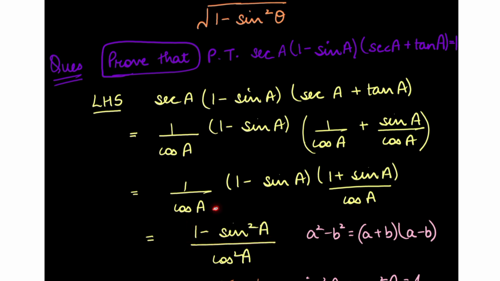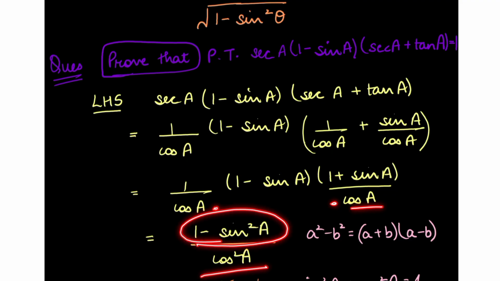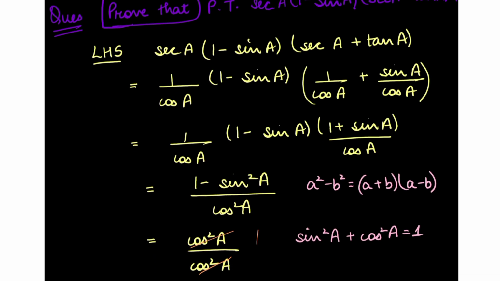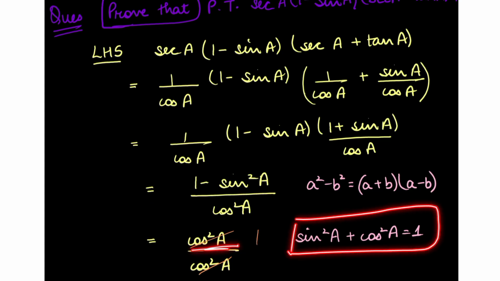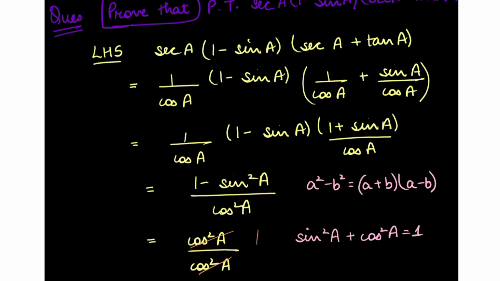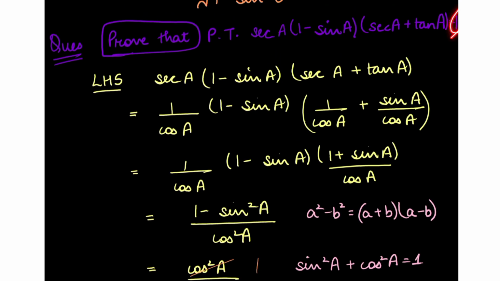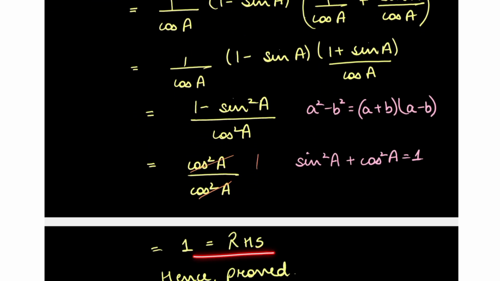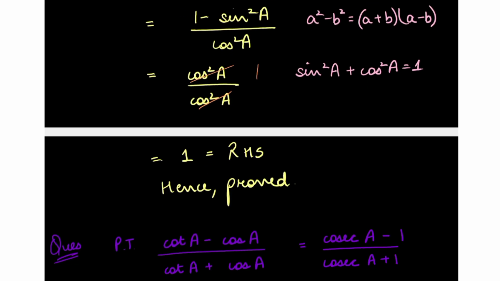This cos A into this cos A, so it becomes cos square A. 1 minus sine square A is equal to cos square A, from the identity sine square A plus cos square A equal to 1. So cancelling this we get 1, which is equal to the right hand side that we have to prove. So equal to right hand side, hence proved.